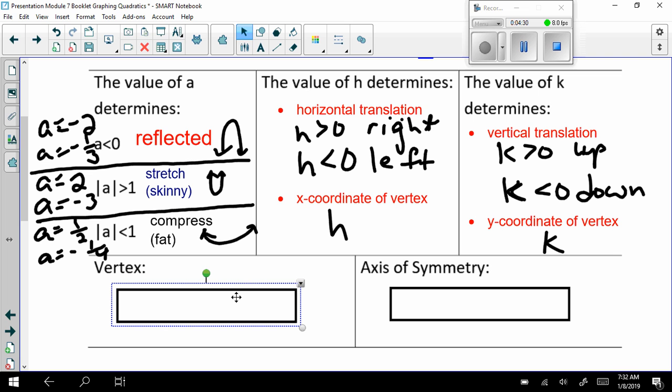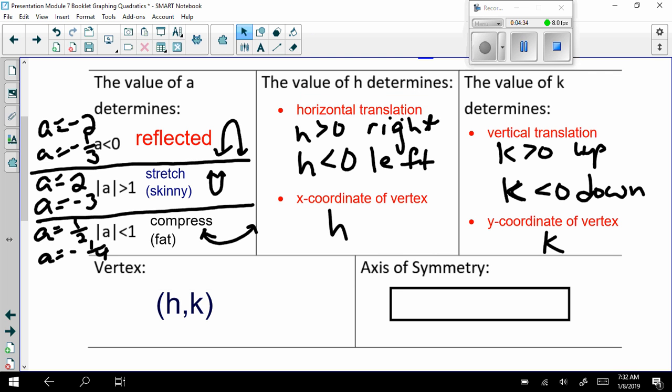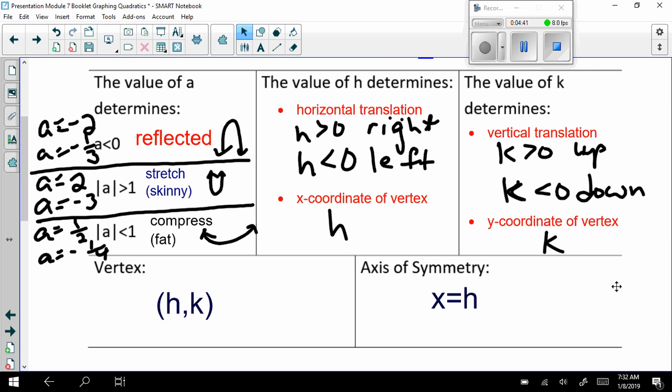To summarize here, our vertex is just going to be (h, k). And because of that, our axis of symmetry is just going to be x equals h. Axis of symmetry is always the vertical line, so x equals, that goes through the vertex, so h.